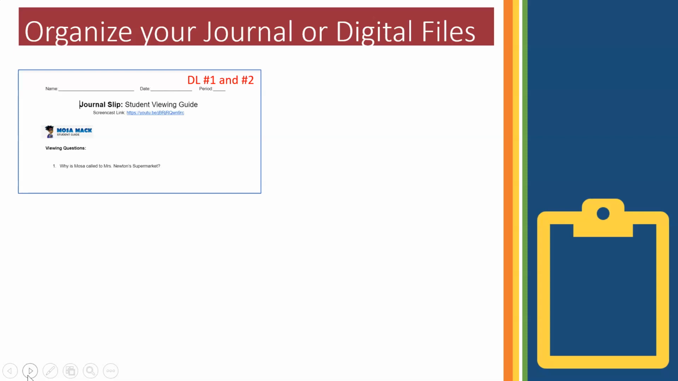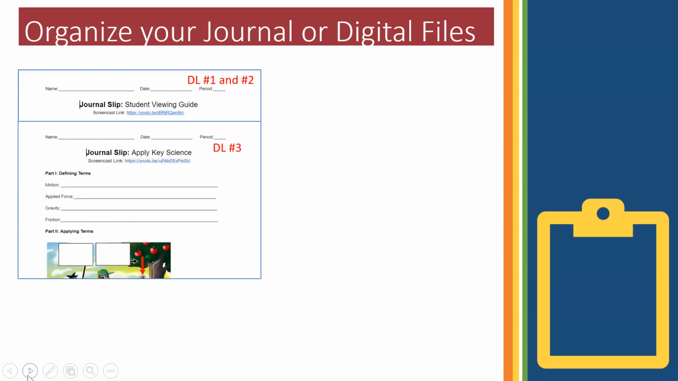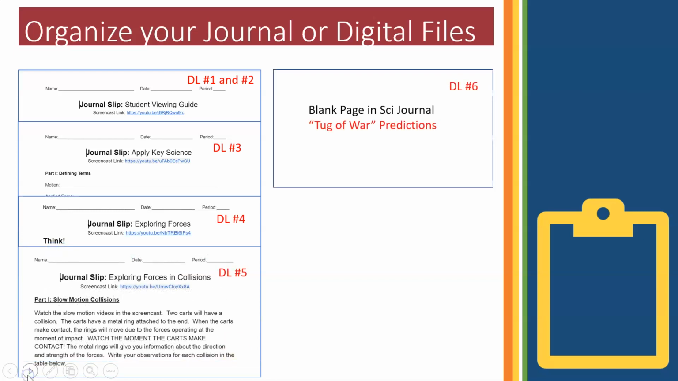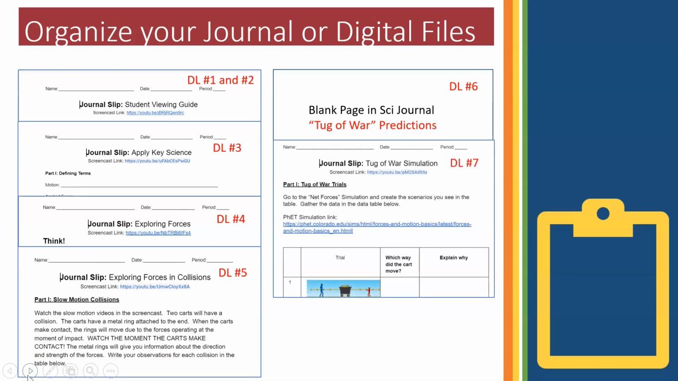If you're using a journal, you can put this on the right-hand side. If you're working digitally, I would make a new folder called Science 8 Distance Learning, and then if you're working digitally on your slips, I would rename them with DL and the lesson number and put all of those digital files in that folder. Here on the screen, you can just see all of the journal slips that we have thus far. If you want to take a moment to organize yourself, you can do so now.